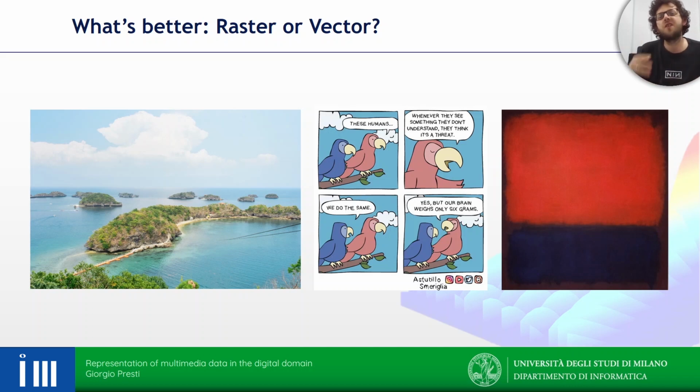So what is better, raster or vector graphics? It really depends on what you are representing. So if you are representing pictures of art, you can use raster. But if you are representing something very flat, it's probably less space demanding to use a vector representation.